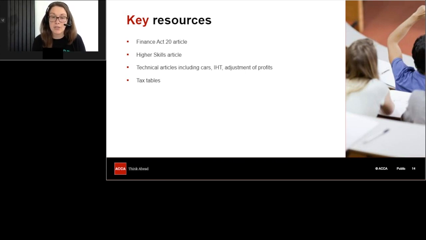It's in the technical articles part of the tax page. There you will also find a higher skills article, which is relevant to the 10-mark question in section C. So please make sure you have read that as well, because it gives you lots of good scenarios that might come up in an exam situation for that particular question. So make sure that you read that as well. Lots of other technical articles in there as well you want to make sure you've read. There's ones on cars and all the different ways they come up across the whole of the syllabus. Inheritance tax, adjustment of profits, groups I mentioned already, so there's lots of good technical articles there.